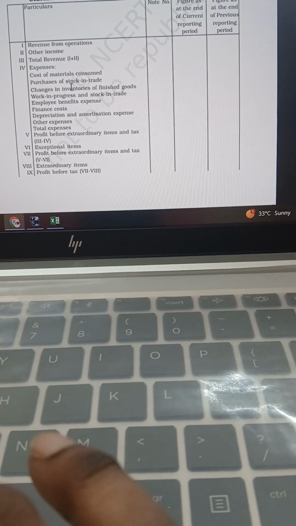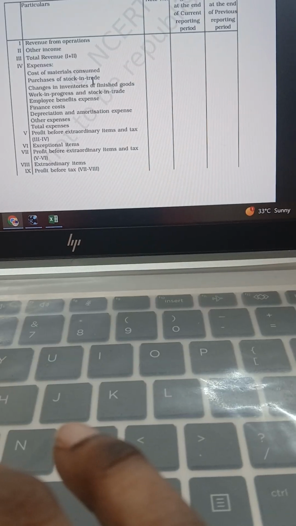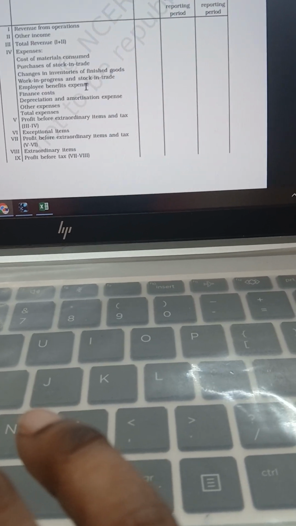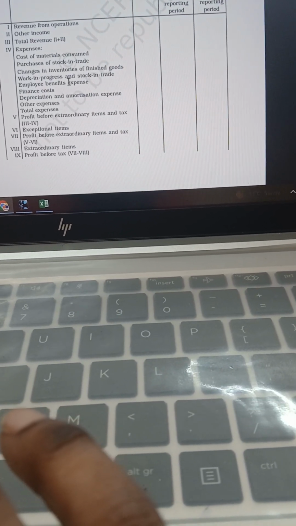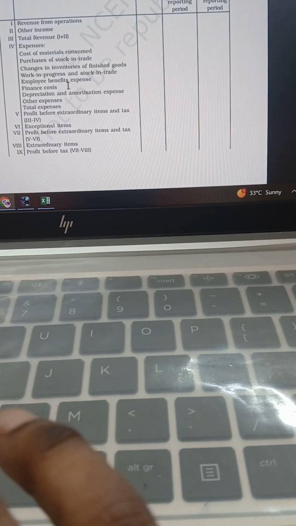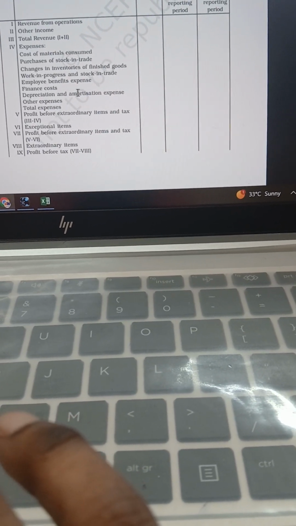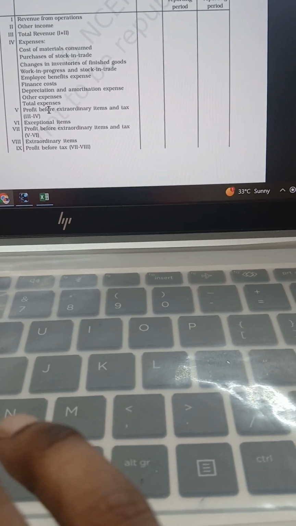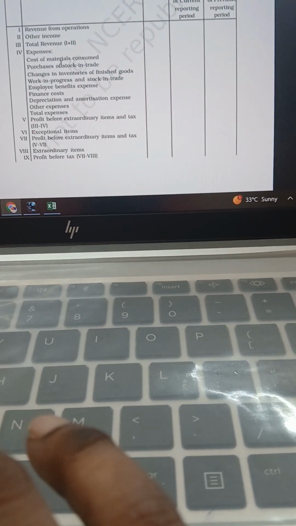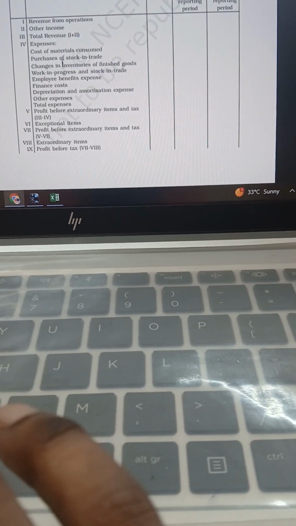Then expenses: cost of materials consumed. Consumed means used. Then purchase of stock in trade, changes in inventories of finished goods. Inventory means stock. Then work in progress and stock in trade. Then employee benefits expense, finance cost, depreciation and amortization expense, other expenses, total expenses. So all the expenses relating to the accounting year are to be shown here.